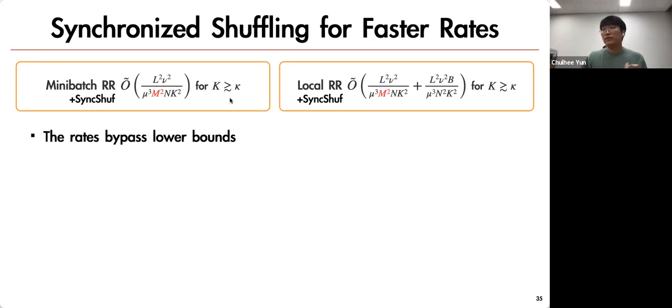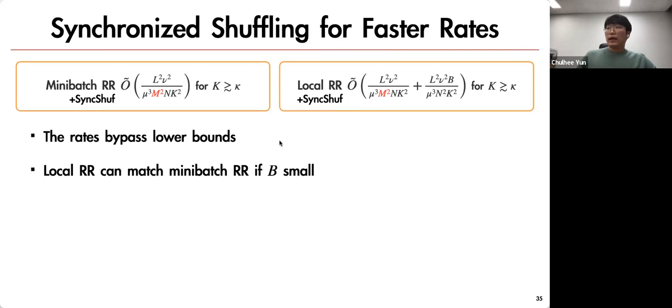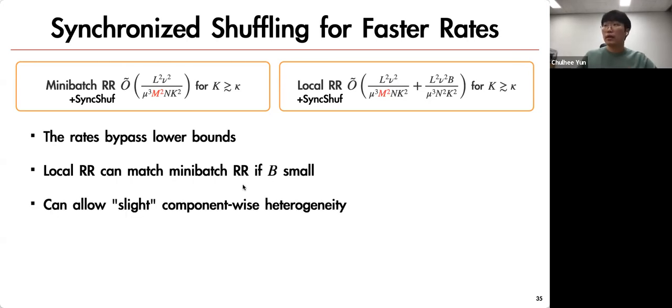These improved rates actually bypass or break the lower bounds, because the lower bounds only have the factor 1/m. So in terms of m, these revised upper bounds are actually faster than the lower bounds. We can also compare these two rates and see that local random reshuffling can still match the performance of mini-batch random reshuffling if B is sufficiently small.